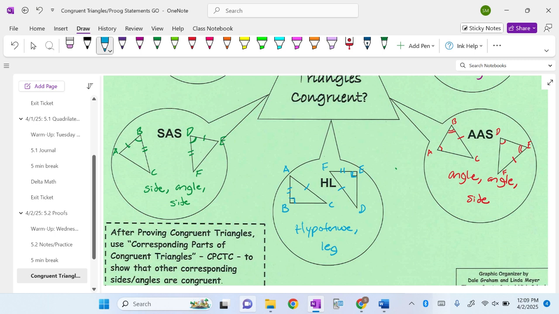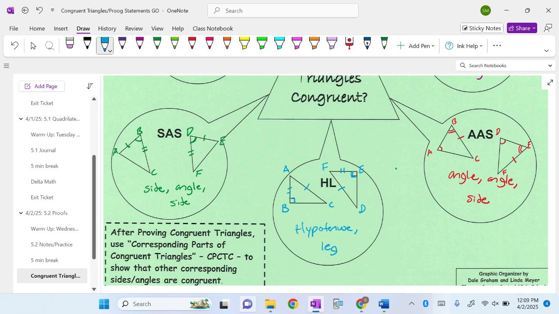For a side angle side, why wouldn't all the angles be congruent? Not technically. So, how do you know?